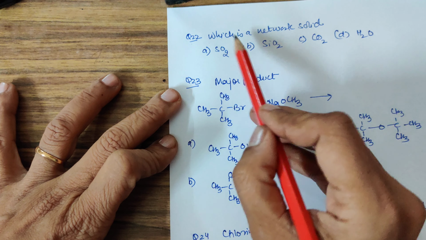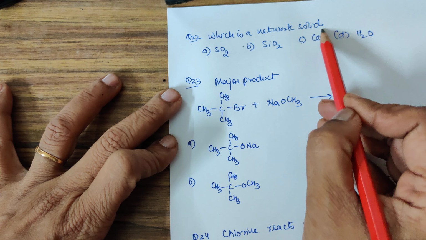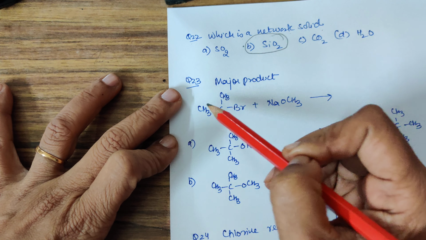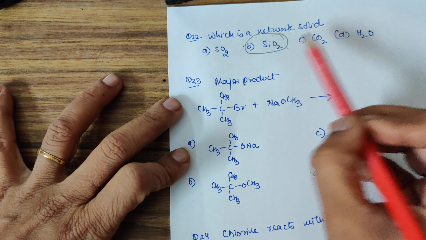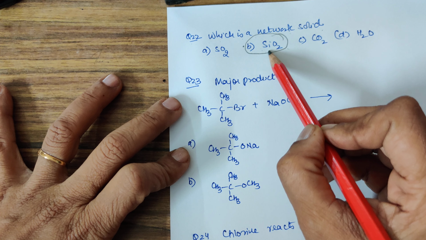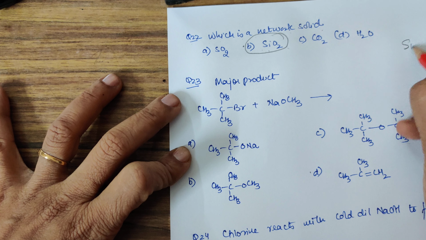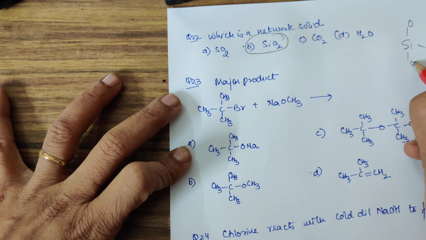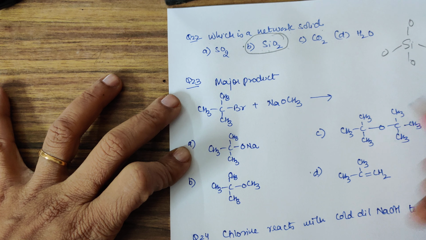Question number 22. Which is a network solid? The answer is SiO2. This is your silica and it continues, because silicon does not form p-pi bonds. So it forms single bonds and it continues like this. And the chains continue. So it is a polymeric network solid.